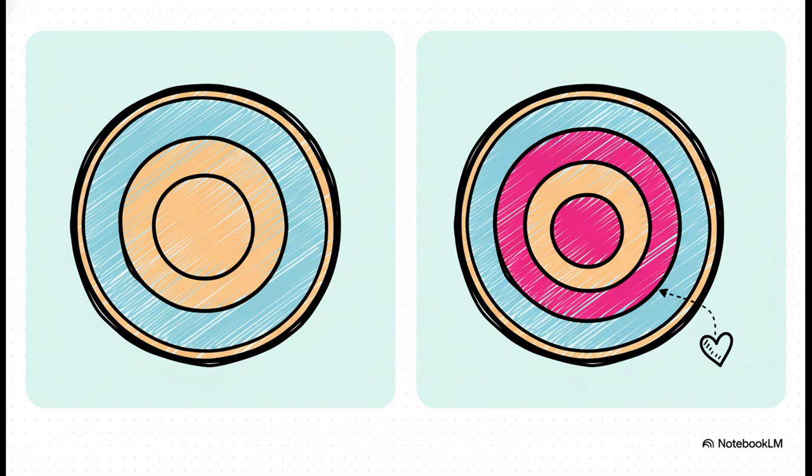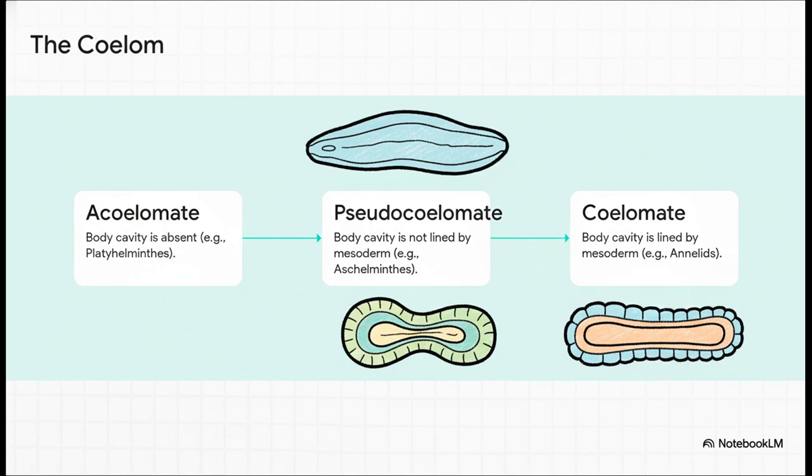But the huge evolutionary leap forward came with being triploblastic. This added a third, middle layer called the mesoderm. And let me tell you, the mesoderm was a total game changer. It's the layer that gives rise to almost all of our complex internal organs, things like muscles, bones, and even the heart.